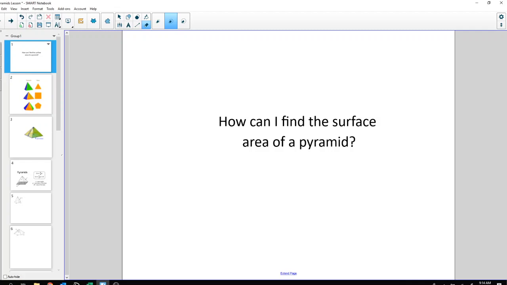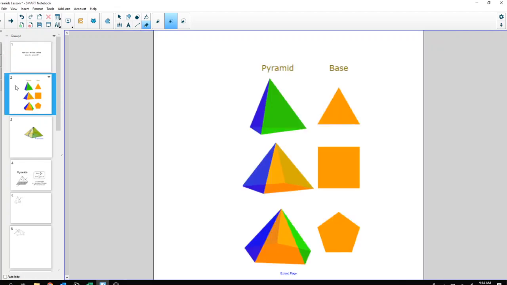Alright guys, so last week we looked at how we can find the surface area of prisms and cylinders. This week we're going to take a look at how we can find the surface area of pyramids. So we remember when we're looking at pyramids, we're looking at these shapes here that have this apex at the top, and then we have the shape of the base, which is what tells us what kind of pyramid it is.